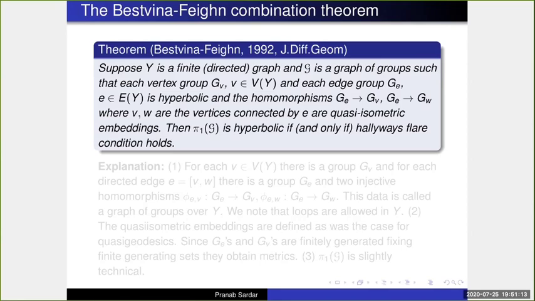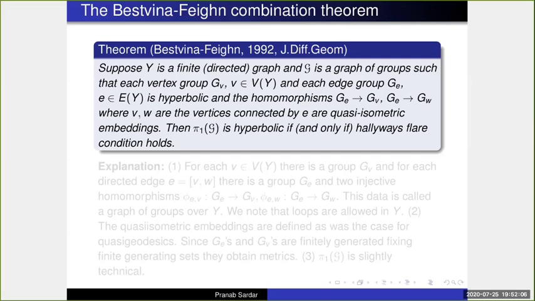It says that if I have a finite directed graph Y and a graph of groups on Y, this means that for every vertex V we have a group G_V, and for every edge E we have a group G_E. We assume that all these groups are hyperbolic groups. And then there are injective homomorphisms from G_E to G_V and G_E to G_W, whenever E connects V and W. These homomorphisms are assumed to be quasi-isometric embeddings. You choose your favorite generating set for G_E, G_V and G_W, and with respect to those they will have metrics. With those metrics, we have this quasi-isometric embedding.